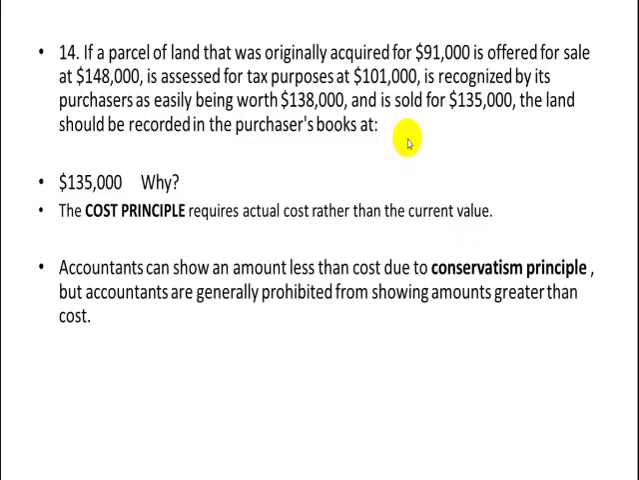There's another principle that comes into play in this kind of a transaction. Another reason why you do record it at cost is because accountants can show an amount less than cost due to the conservative principle, but accountants are generally prohibited from showing amounts greater than cost. The conservative principle basically wants to make sure that investors or people who look at these statements are never going to be misled by inflated values. So you always put down something that's cost or less than cost. So that's all we'll say for it for now.